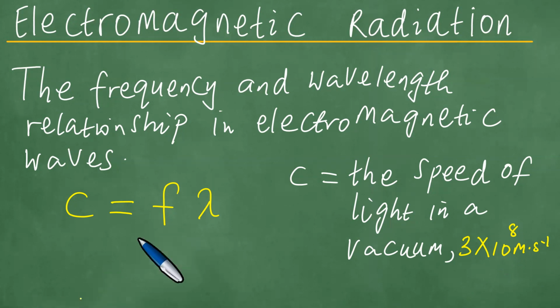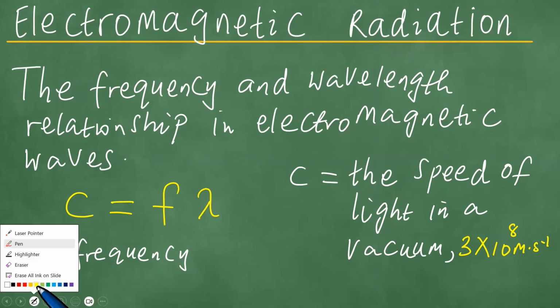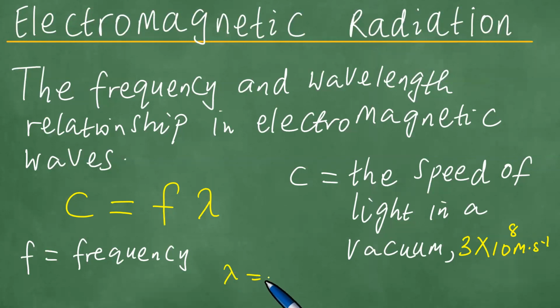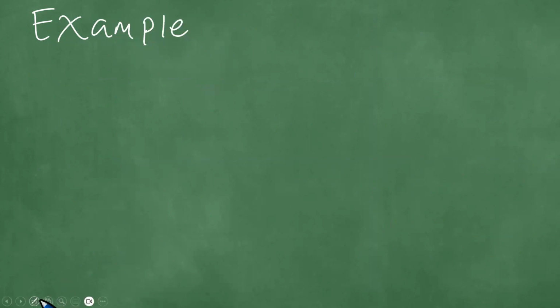What does F stand for in this formula, Luyanda? Frequency. Well done, frequency. What does lambda stand for in this formula? The wavelength. Lambda represents the wavelength. Okay, I want us to look at an example. First, let us look at an example that is going to assist us to master these with ease.